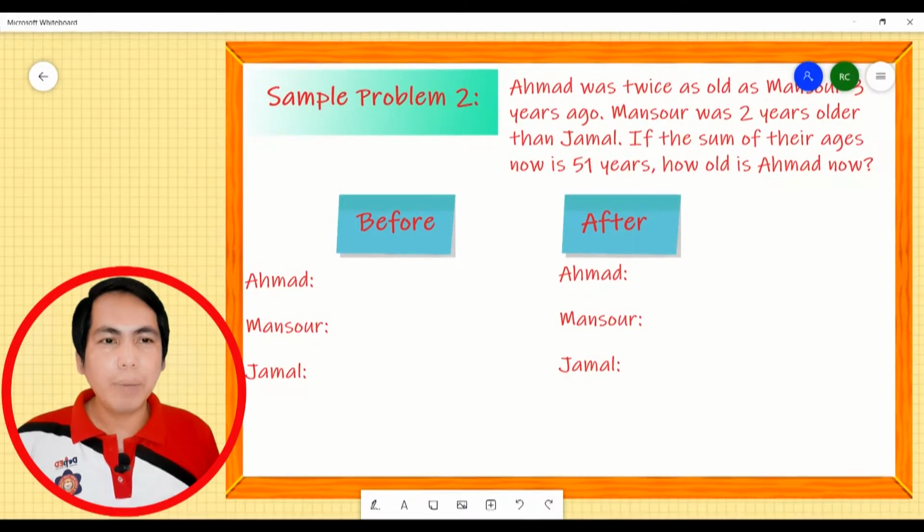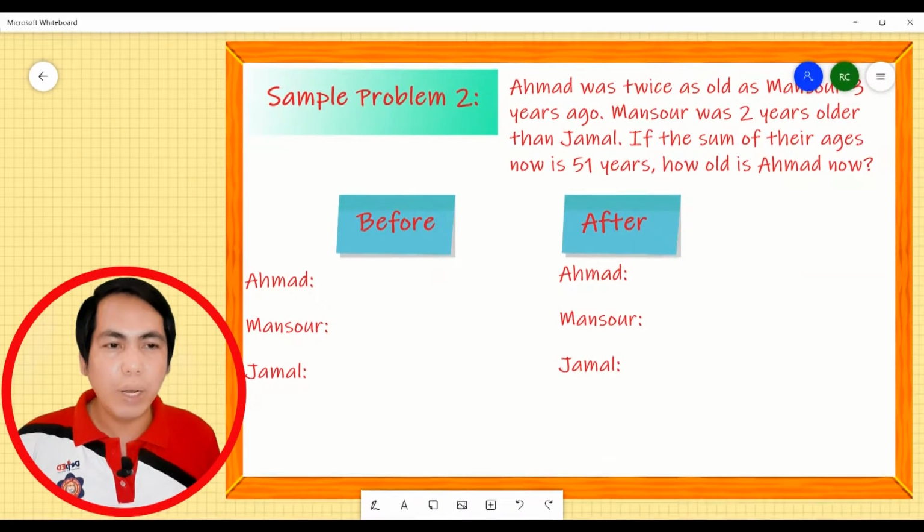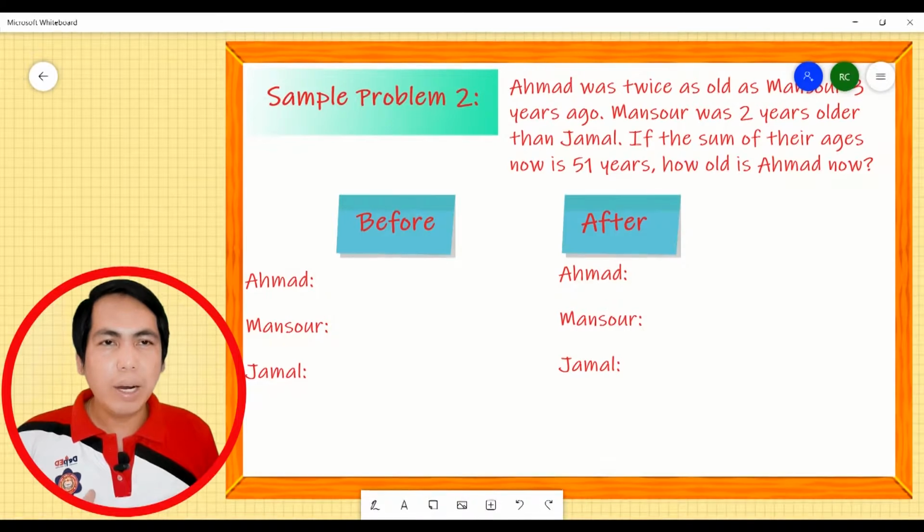In our sample problem number 2, it says here, Ahmad was twice as old as Mansoor 3 years ago. Mansoor was 2 years older than Jamal. If the sum of their ages now is 51 years, how old is Ahmad now?